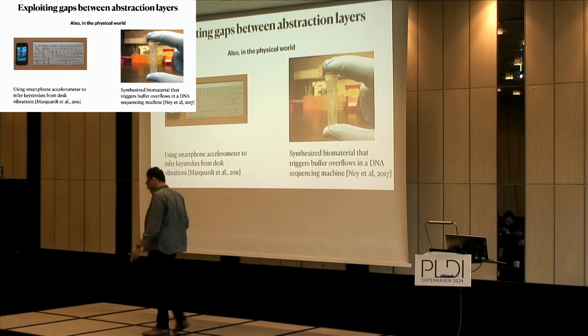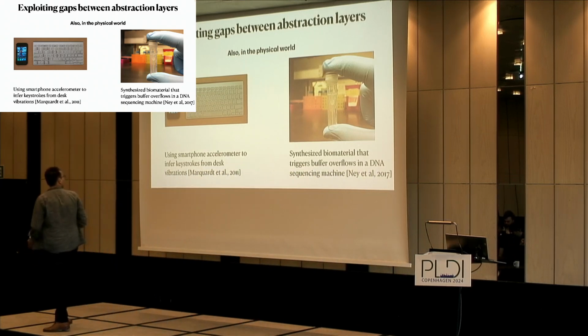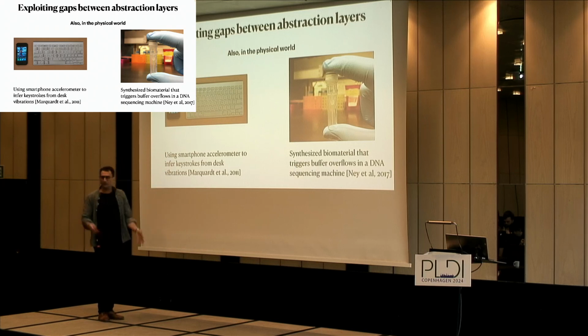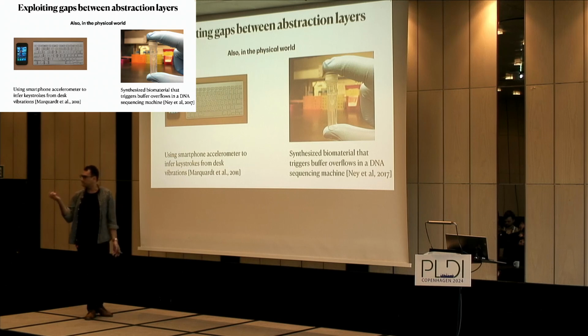So let me give you just two different examples. If you have a smartphone, you have a keyboard, you have a desk, you can use the smartphone accelerometer to infer keystrokes from the desk. So as you type in your password, the accelerometer picks up what's going on, right? So again, really thinking in between abstraction layers.